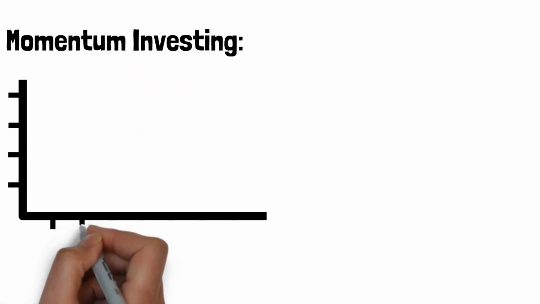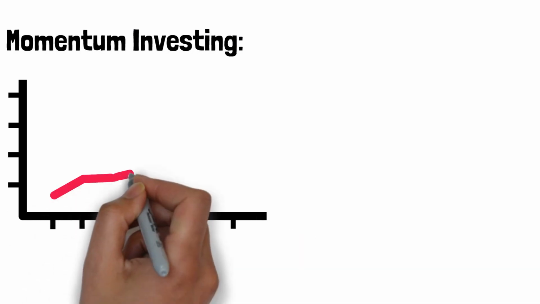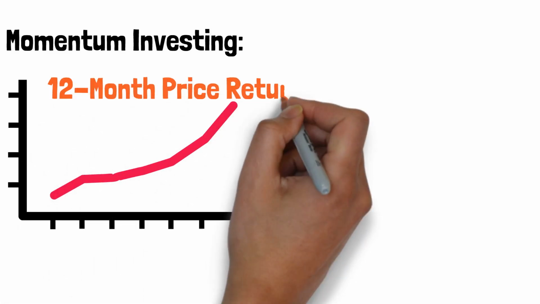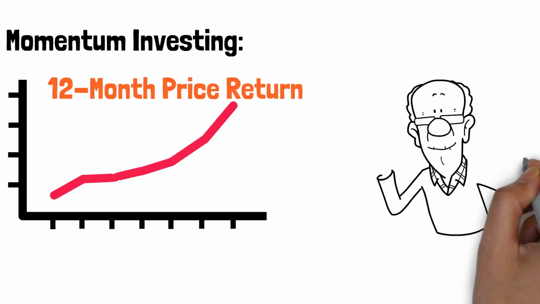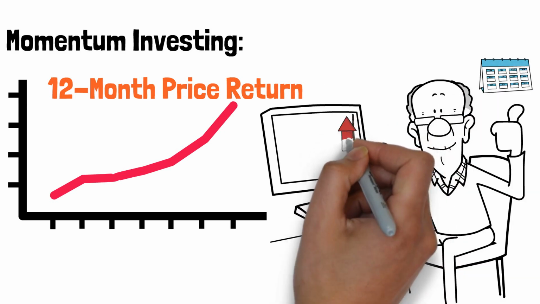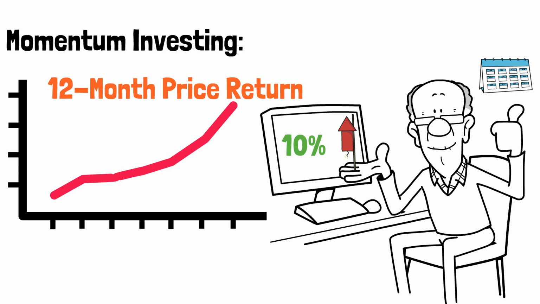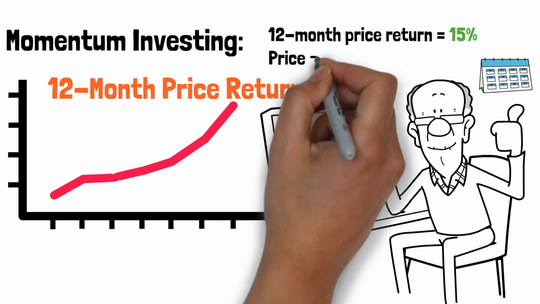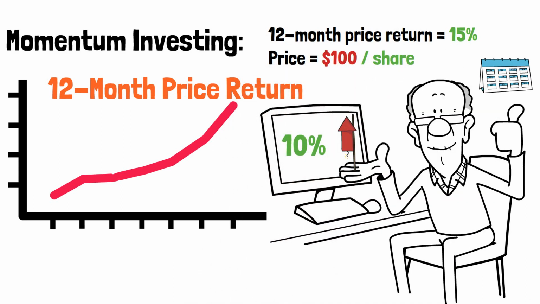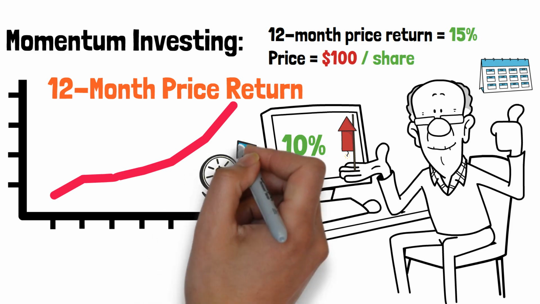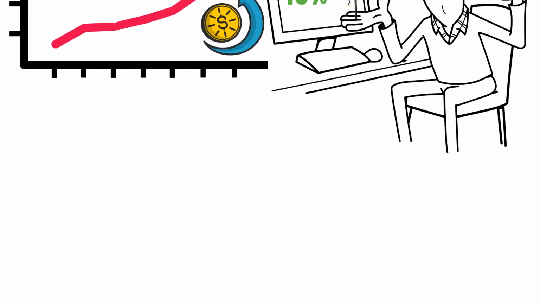Momentum investing. Momentum investing involves selecting stocks that have shown recent positive price trends. One common metric used to evaluate momentum is the 12-month price return. For example, suppose an investor screens for stocks with a 12-month price return above the market average of 10%. They might find a stock with a 12-month price return of 15% and a price of $100 per share. If the investor buys this stock and its price continues to rise, they could potentially realize a profit.